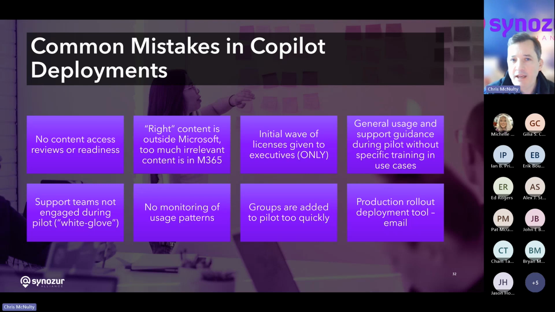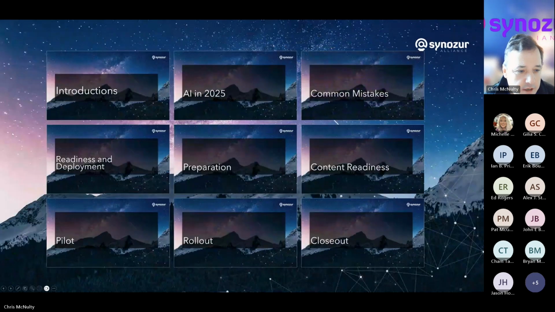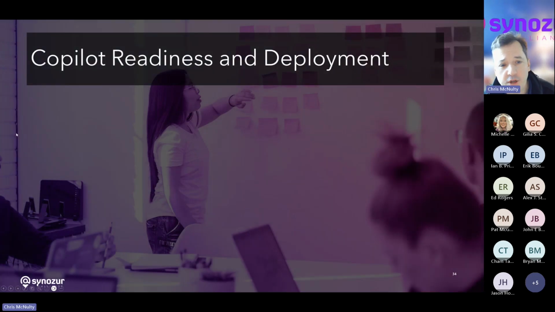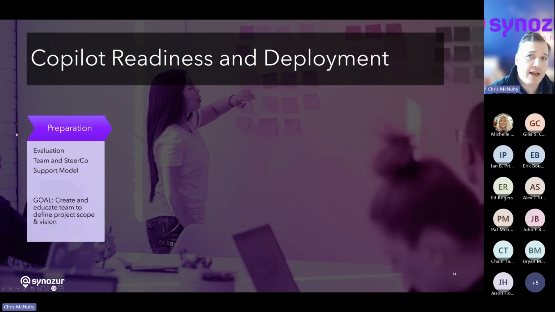If you've seen these in organizations that you know, you're not alone, and we're here to help you avoid some of these mistakes. So the tools and techniques I'm going to show you are based on a 5-step, 5-stage plan for how to approach Copilot. Each one has a couple of steps in it, and each one has a different goal.